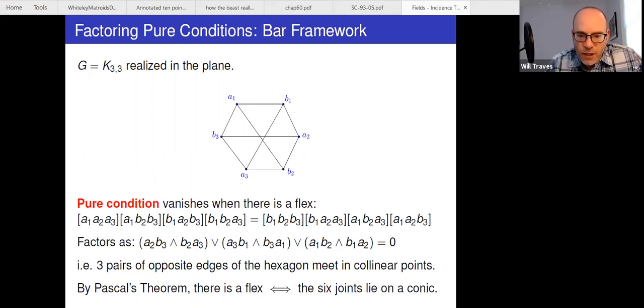That's the interpretation. But you might think, 3 points lying on a line, I think I've seen that before, and you'd be right. This is exactly the condition for these 6 points to lie on a conic. So it turns out that K33 realized in the plane has a flex precisely when the 6 points that you're looking at lie on a conic.